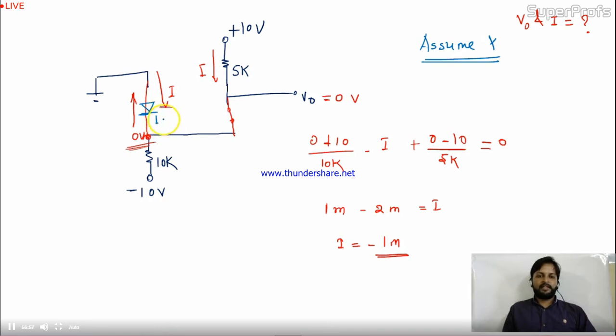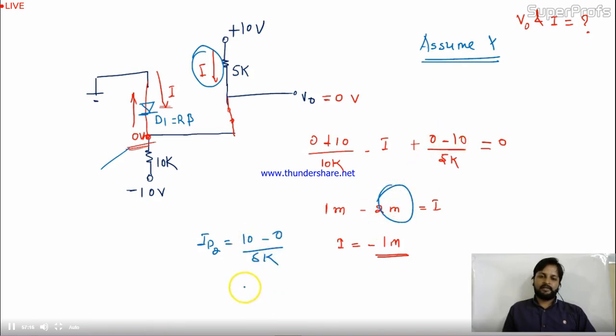So I know the condition of D1. D1 is in reverse bias. What about D2? What about this current? Definitely this current will come from 10 to 0. This is at lower potential. This is at higher potential. And ID2, if you find out, will be 10 minus 0 divided by 5k. This current is nothing but D2 current, 2 milliampere. The current direction and diode direction is the same. So diode D2 is in forward bias, diode D1 is reverse bias.